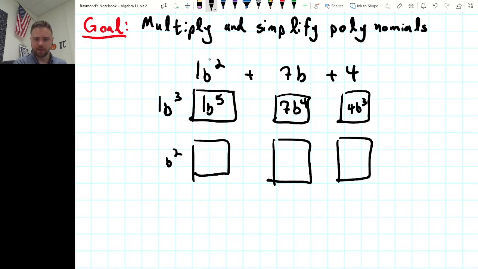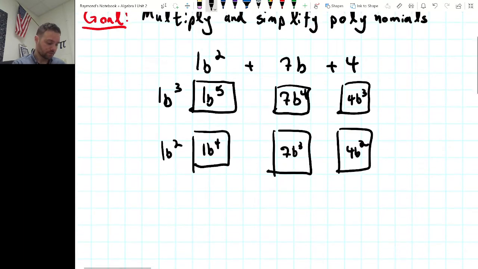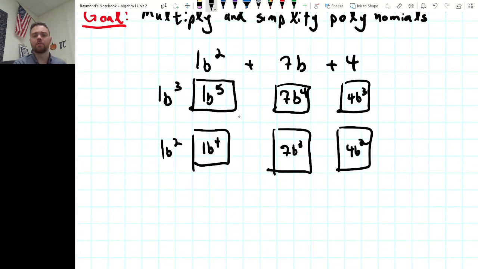So I've got b squared times b squared, which is 1b to the fourth. And then I've got 7b times 1b squared, which is 7b cubed. And then I've got 4 times 1b squared, which is 4b squared. So from here, I just combine like terms. 1b to the fifth doesn't have any like terms, so I'm just going to write it.